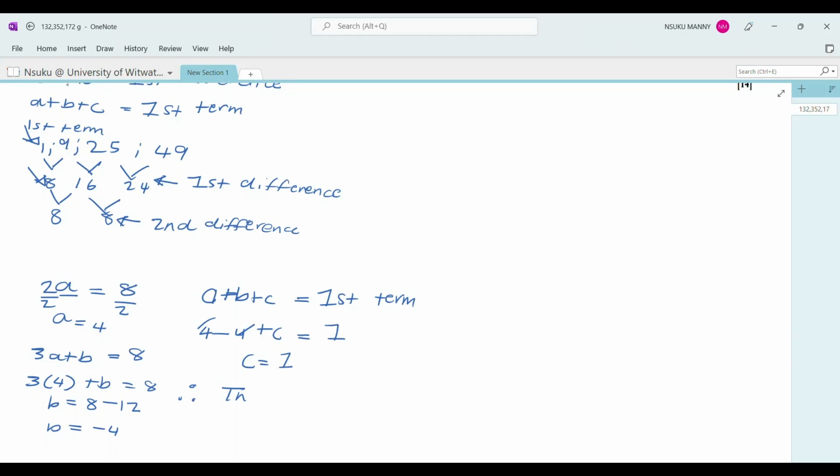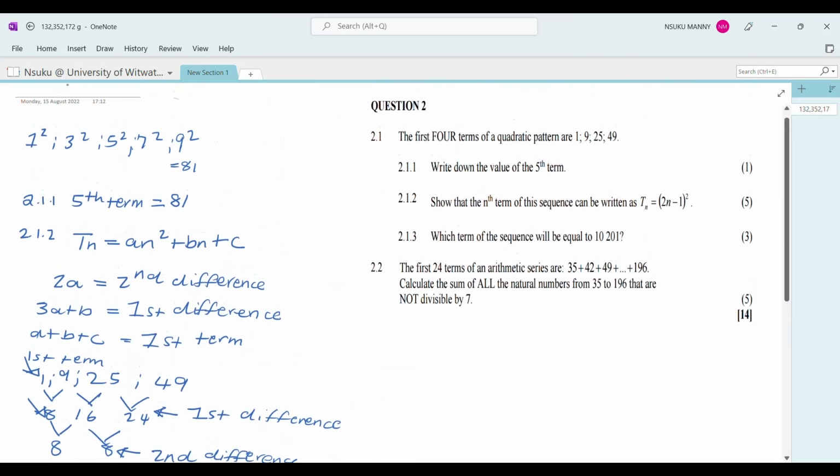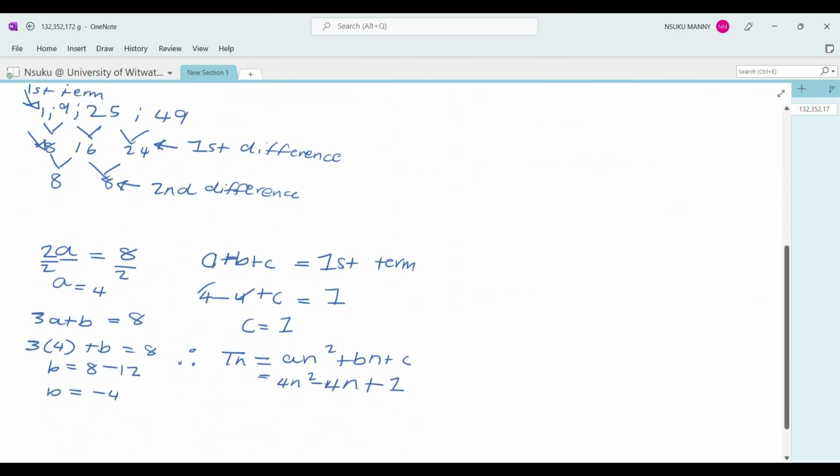Our original equation, or our general equation, says Tn is equal to an squared plus bn plus c. We know that our a is 4, so we're just going to substitute that. We have 4n squared minus 4n, since we know that our b is minus 4, and then our c is obviously 1. So let's look back at the question. They say, show that the nth term of this sequence can be written as Tn is equal to (2n minus 1) all squared, right?